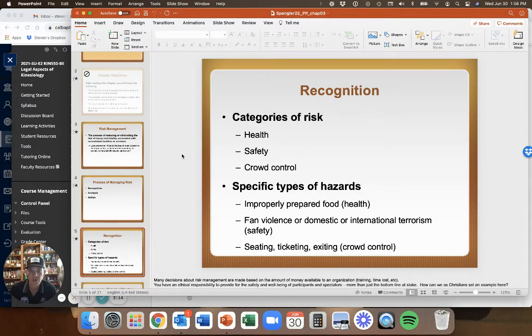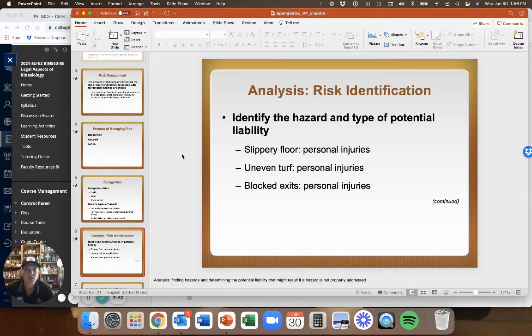So the first step in recognition, looking at categories of health, safety, and then crowd control. And then what type of hazards are you dealing with? If food is involved, that's obviously falling under the health hazard. Any involvement of fans watching at a facility, what environment are you working around? What's your demographics like? And then crowd control, of course, fans coming into your facilities, even the athletes using the gym, how many participants are in each bay that you're working with, right?